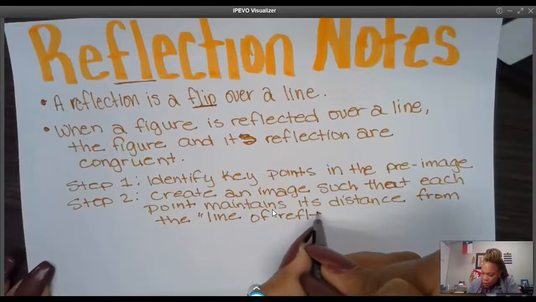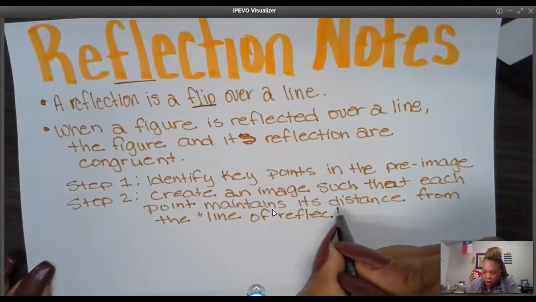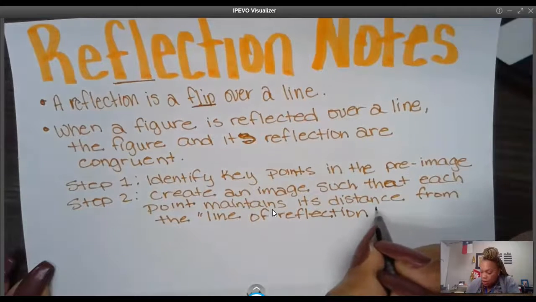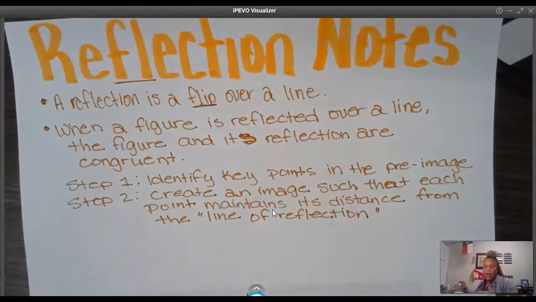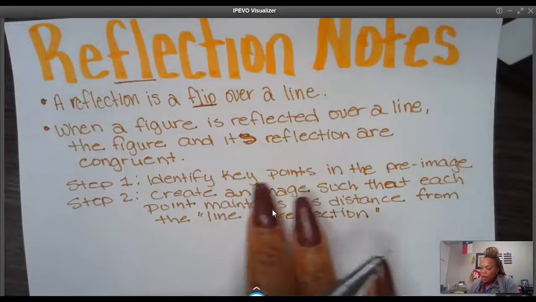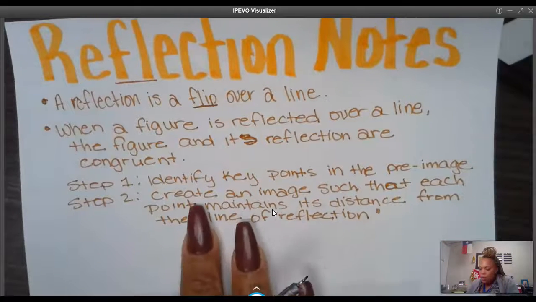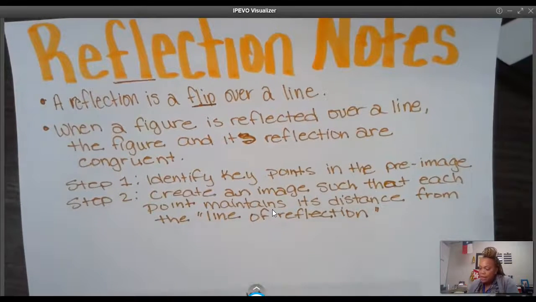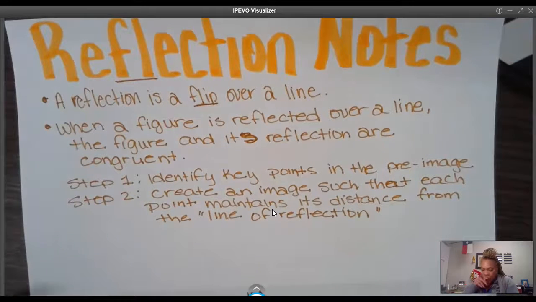Okay, so for this point in math, you're learning 8th grade math, the line of reflection is always going to be either the x-axis or the y-axis. That's the only 2 lines of reflection that we use. But for this case, you're going to identify the key points in a pre-image, and then you're going to create an image such that each point maintains its distance from the line of reflection. So let's go over an example.